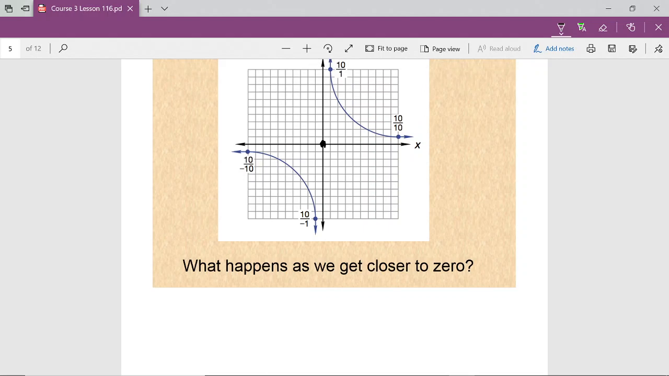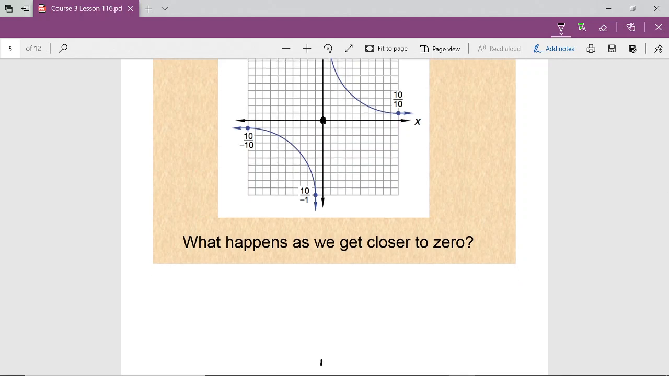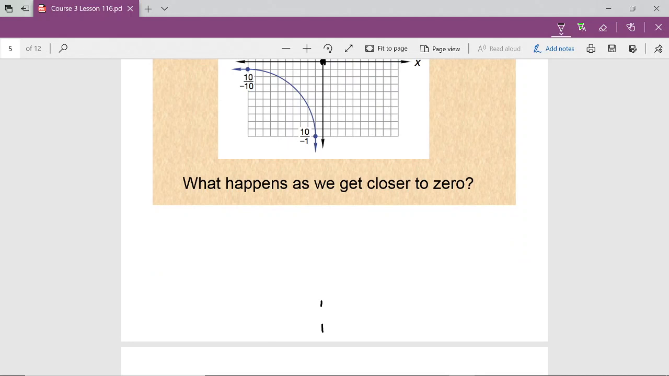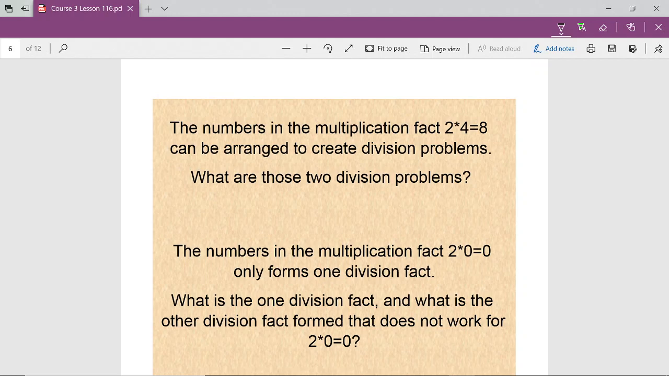As I decrease my number or get closer to 0, I go into the infinities. And this is one way to really realize there's something different about dividing by 0. It's not going to work. We can't take 10 things and split them into 0 buckets. So that's one way to realize there's something different about this division by 0. It's not going to act just like a normal division problem.